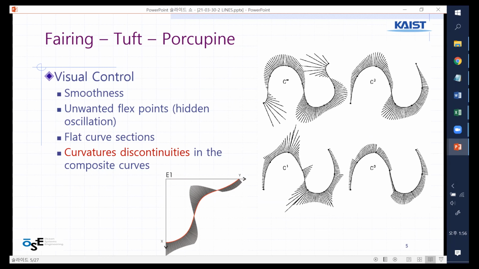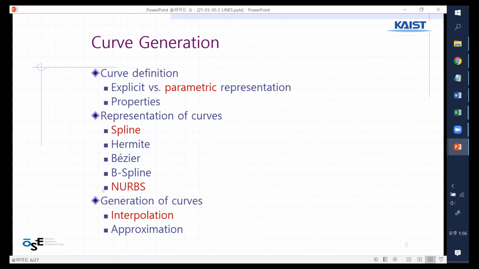The smoothness, visual control, unwanted flex points, oscillation. When you see the surface of the car with the sun shining, there are small oscillations if the surface is not fair or C2. A flat curve section is also there, and curvature discontinuity in composite curves. That is the reason why.